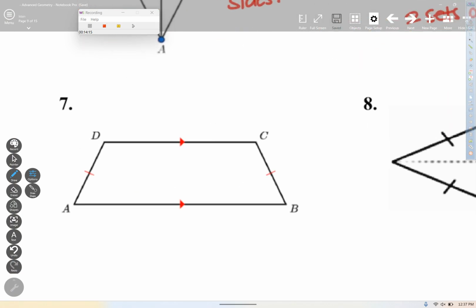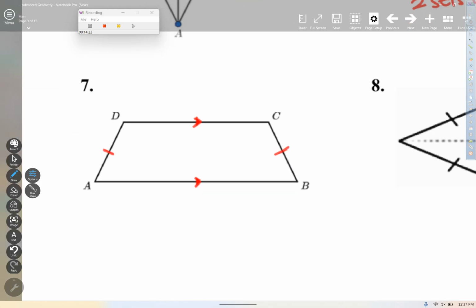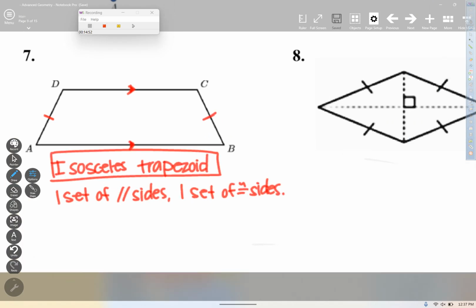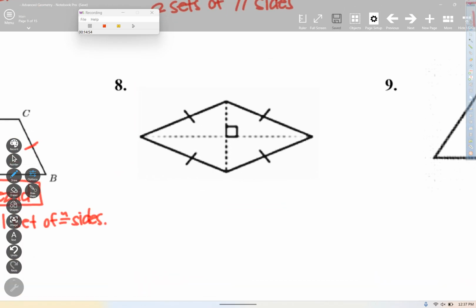Awesome. Look at this guy. I have right here my parallel sides. Now I have that the legs are congruent. So this is an isosceles trapezoid. I can be for sure. And the reason is because of the definition, right? We have 1 set of parallel sides, and then we have 1 set of congruent sides, and they're not the same, which is what makes it an isosceles trapezoid. Very good.